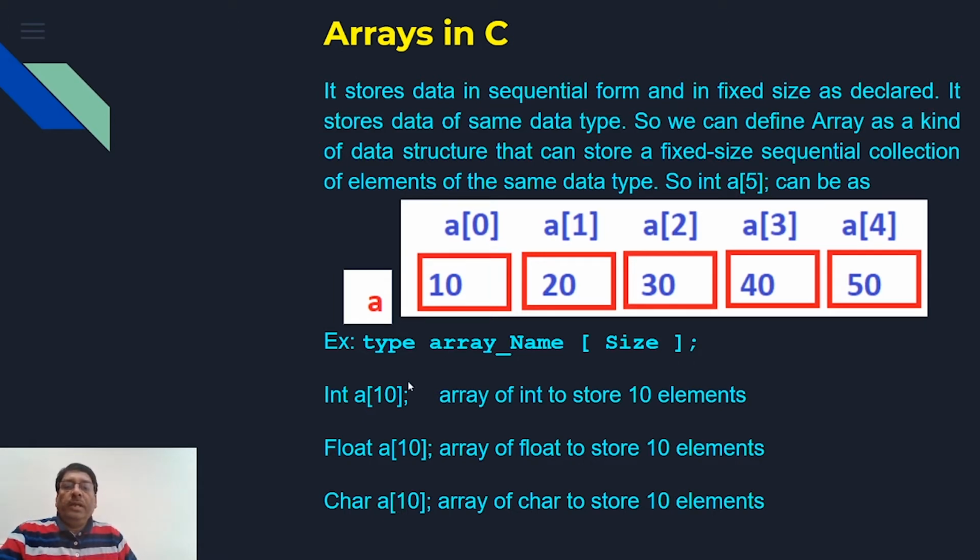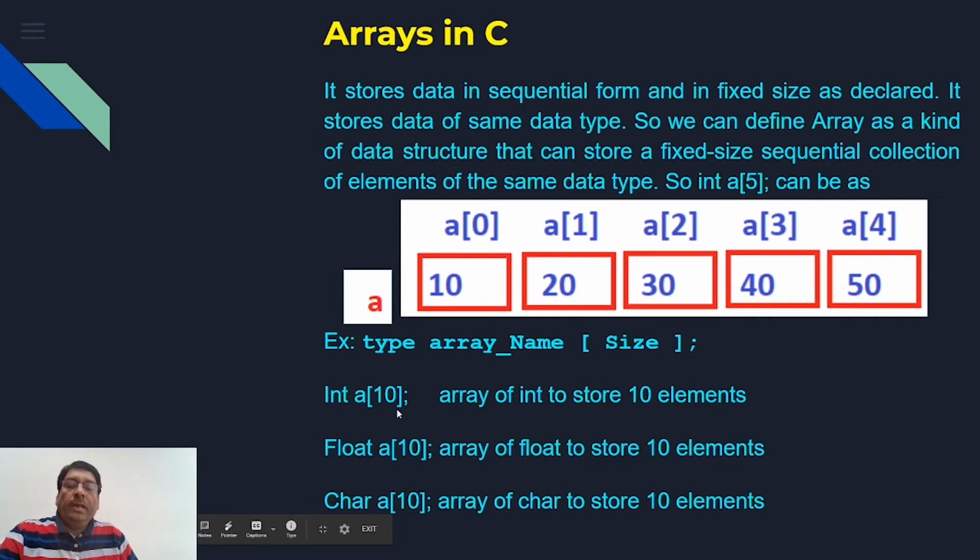Then you can declare an array saying integer a of 10. It means you are going to reserve 10 memory locations in order to store data that belongs to a type called integer, and the name you are giving for all these values will be a. In a similar way, you can say float a of 10, and similarly character a of 10. Here you are going to store float values, here you are going to store character values, and so on.